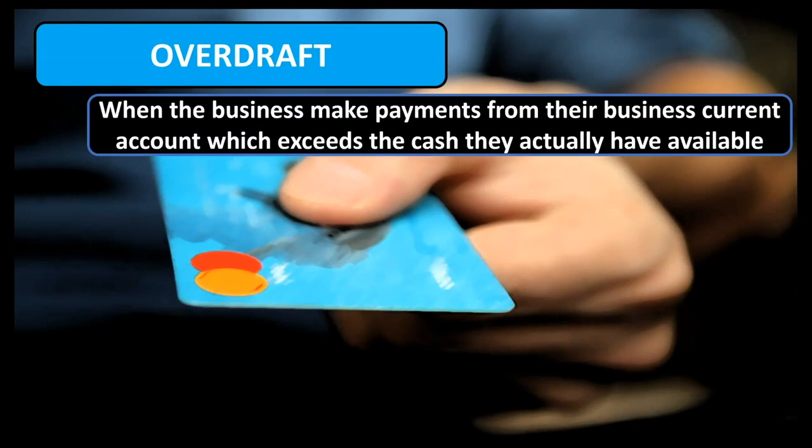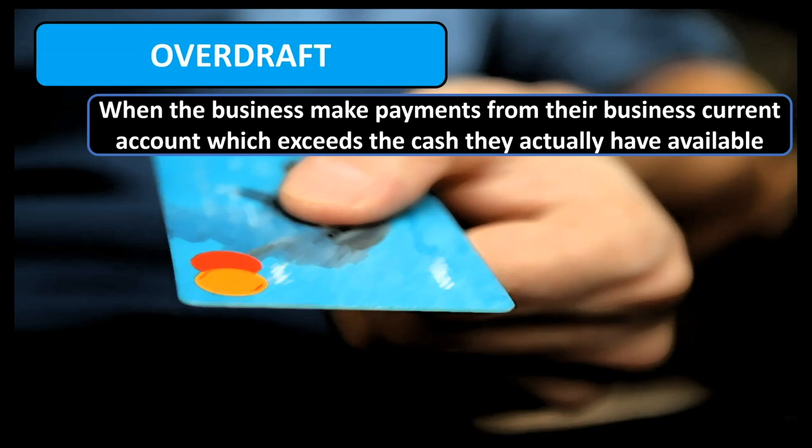In simple terms, a bank overdraft is when the business makes payments from their business's current account which exceeds the cash they actually have available. They are a very common way for small and medium-sized business enterprises to source finance, especially for businesses that have finance requirements which fluctuate on a regular basis.